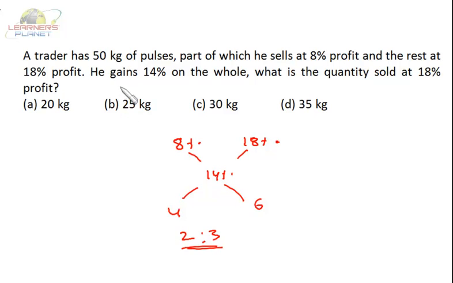That means we have to make a breakup of 50 kilogram in 2:3, so it will be 20 and 30. Now what is the quantity he is selling at 18% profit? It is 30 kilogram. As simple as that. A problem which can be done in less than 30 seconds.